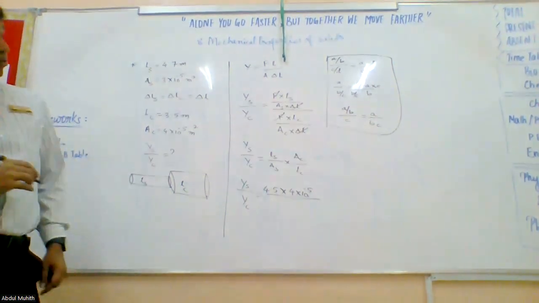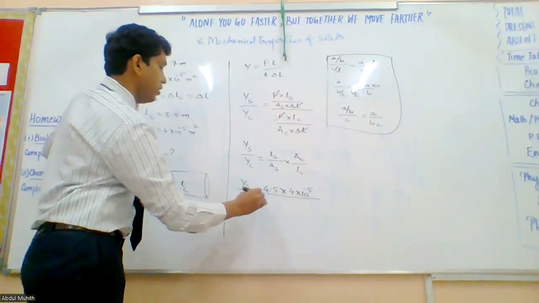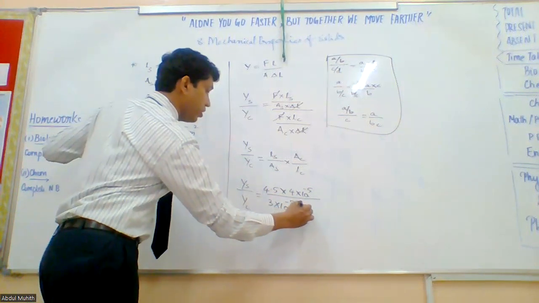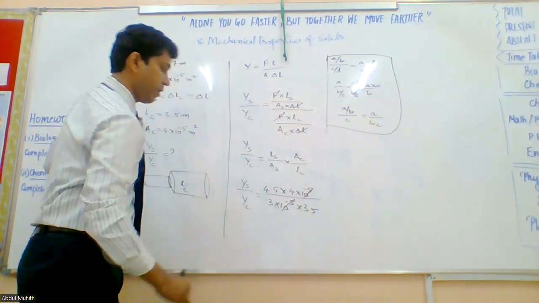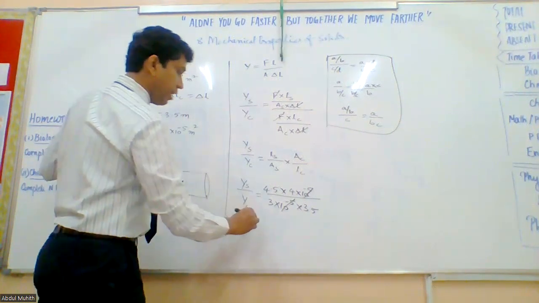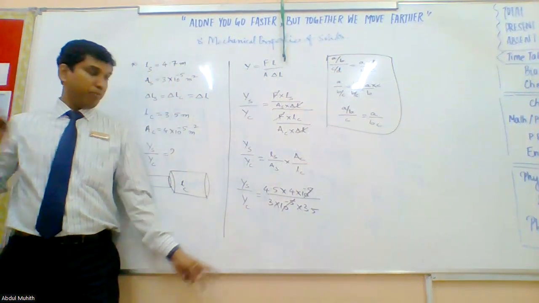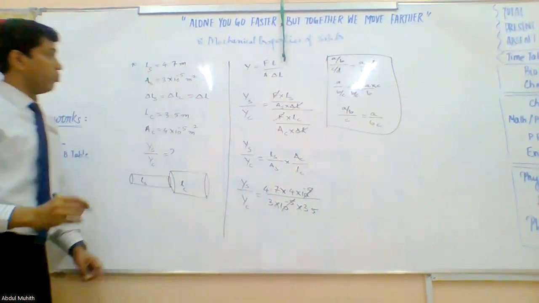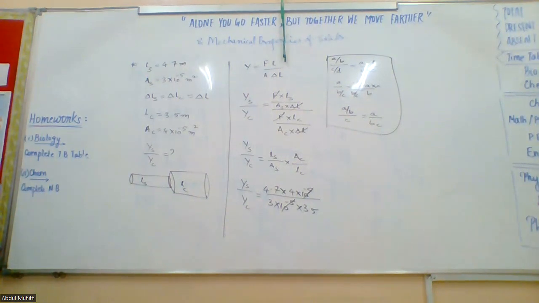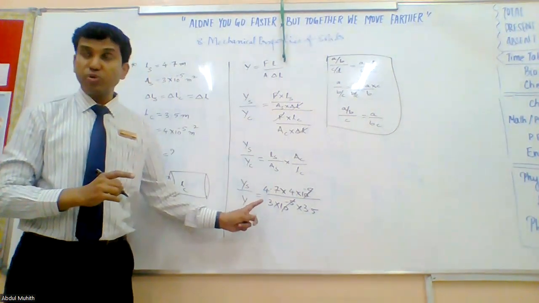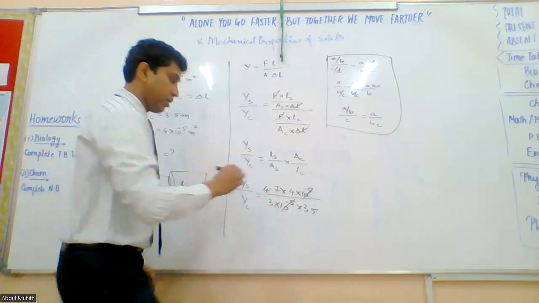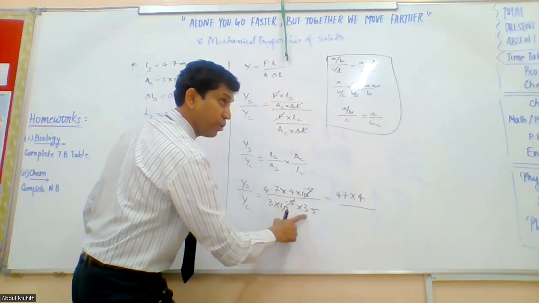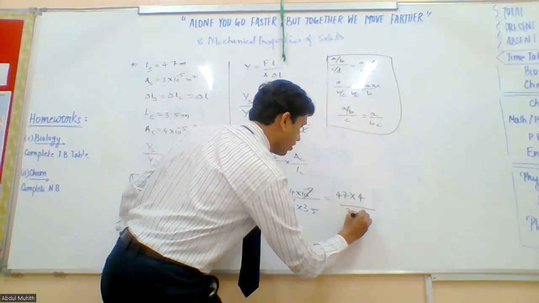Next, area of steel is 3 into 10 to the power of -5. And length of copper is 3.5. We will solve it. This and this will go away. So 4.7 into 4 divided by 3 into 3.5. Now I'm making it a little simpler, not going with decimal points. 47 into 4 divided by 3 into 35. With one point removed on each side, it is balanced.